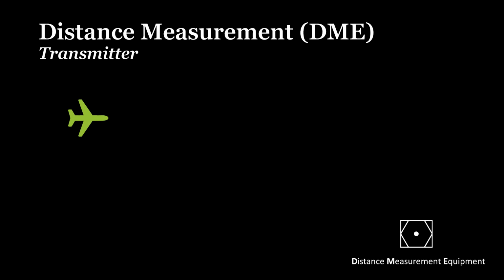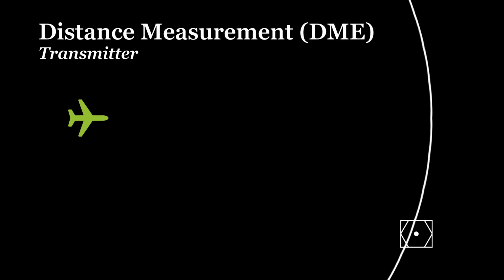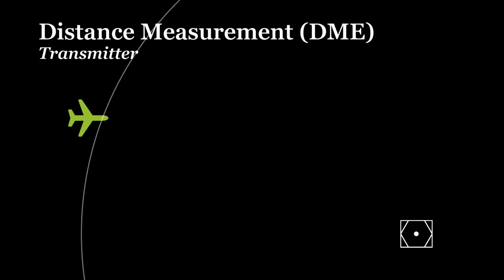DME, the abbreviation for distance measurement equipment, is essentially a transponder ground station for measuring the signal propagation delay. First, the aircraft sends out a signal. Immediately after reception, the transponder of the DME station sends a response signal. By measuring the time delay between the sent and received signal, the time of flight can be determined. This enables the calculation of the total distance between aircraft and DME station, called slant range.